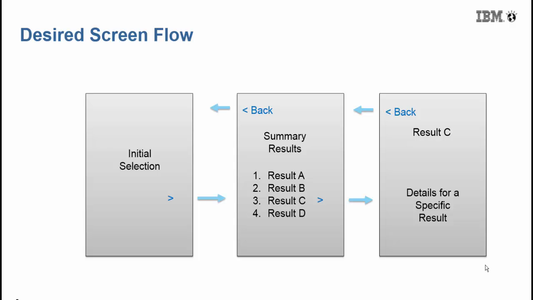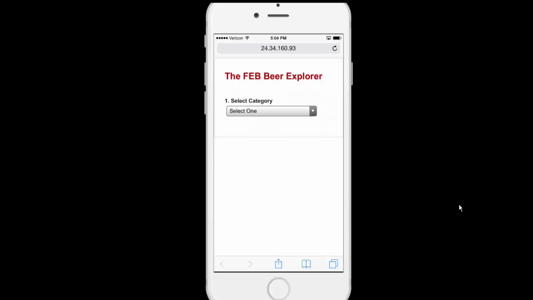The number one rule when designing web applications for mobile is less is more. Show the user what they need to see, and when you need to display more information, drill down and let them come back up. You can implement this pattern quite easily in FEB, so let's take a look at an example. Let me illustrate this mobile UI pattern with a fun little FEB application I created called the Beer Explorer.